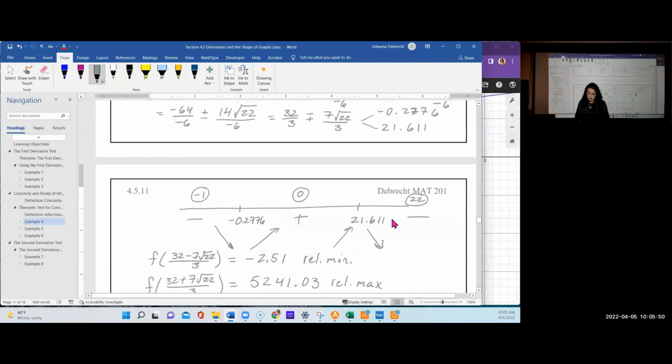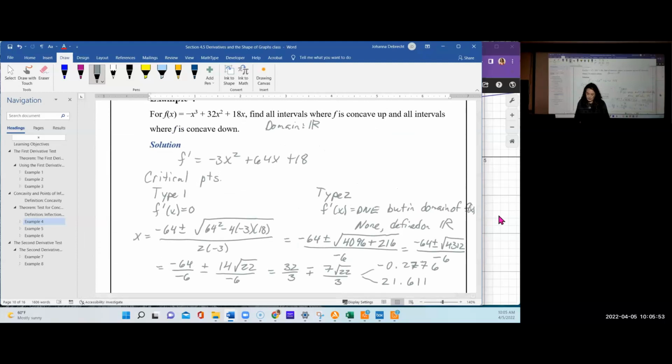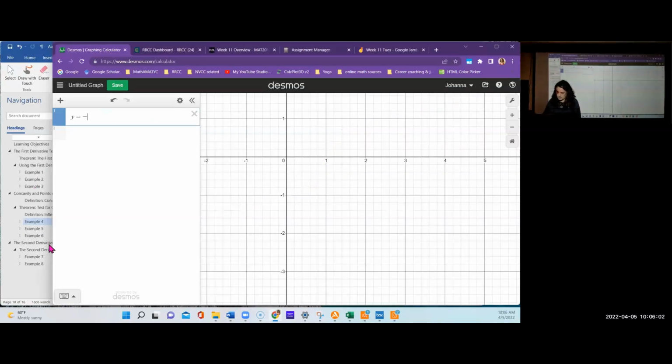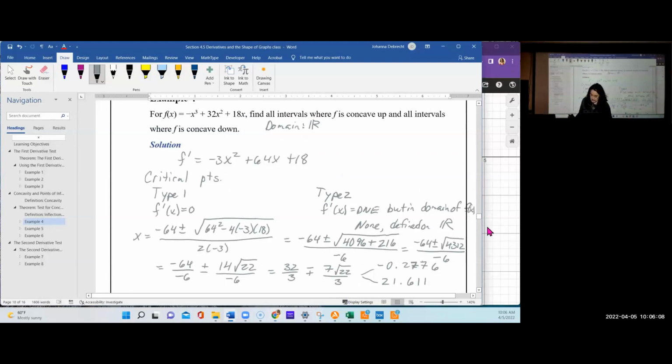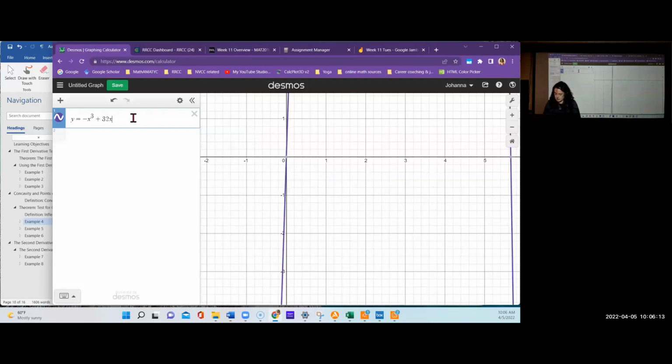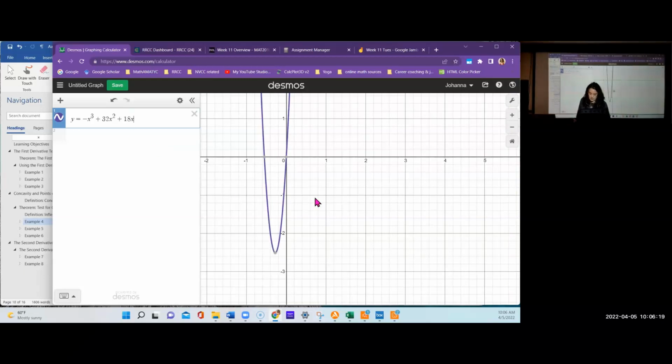So let's go over here and put that in onto our graph and take a look at what it looks like. So we've got -x cubed, and I've forgotten, plus 32x squared plus 18x. All right, now I'm not seeing all of the graph. I'm missing huge chunks of it. Again, you have to do it analytically so you know what's critical and where you need to include values.